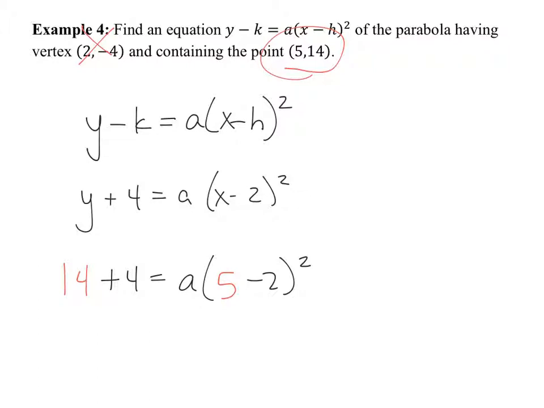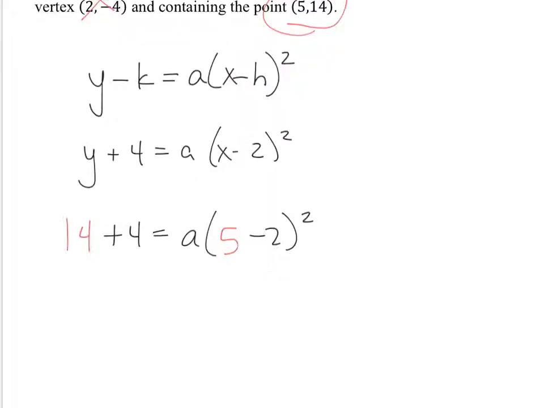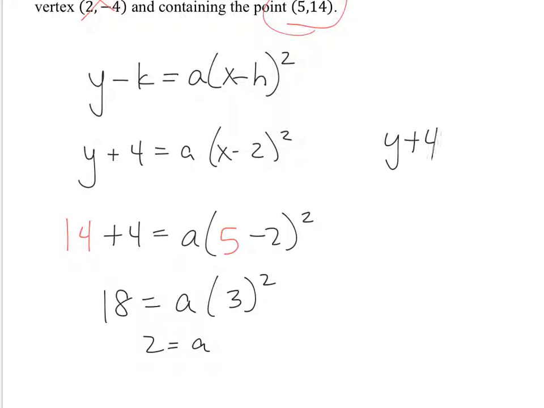Okay, take a look here if you don't understand. If you want to look up, you can. Plug in 5, 14, you'll see it in red. Okay, plug in 5, 14 in that location and solve for a. Which will give me, let's see, 18 on the left-hand side equals a times 3 squared. So what does a become? 2. Okay, it's going to be 18 equals 9a. a equals 2. So my answer, y plus 4 equals 2 times the quantity x minus 2 squared.